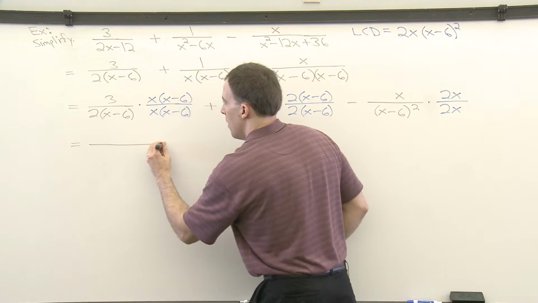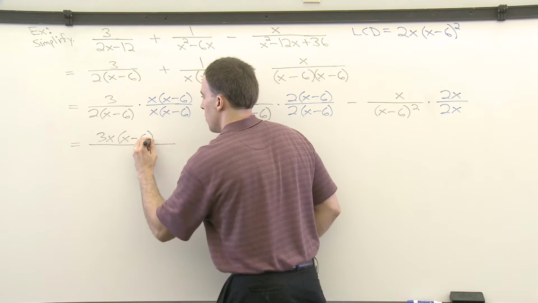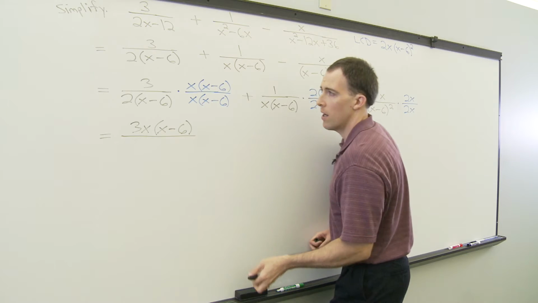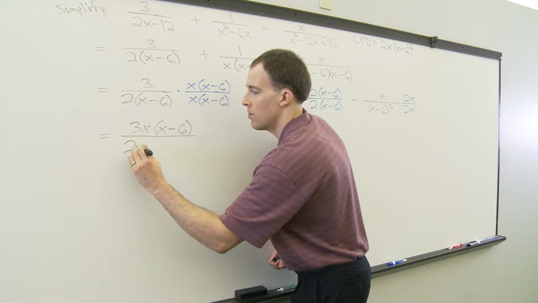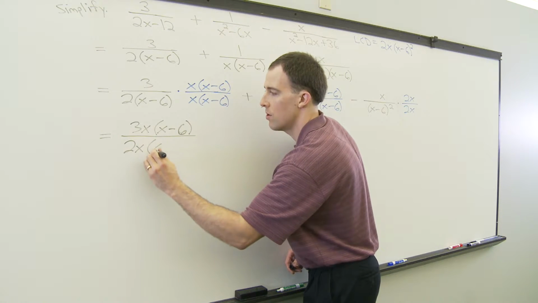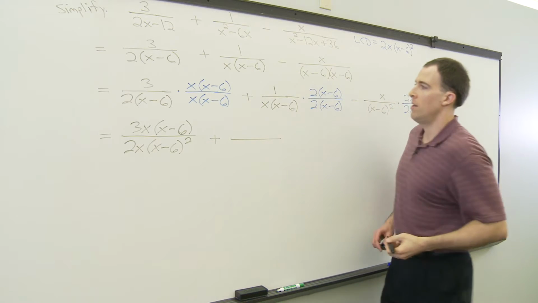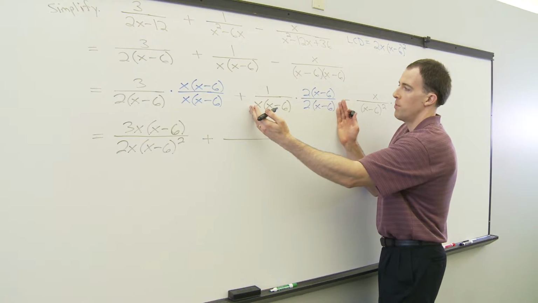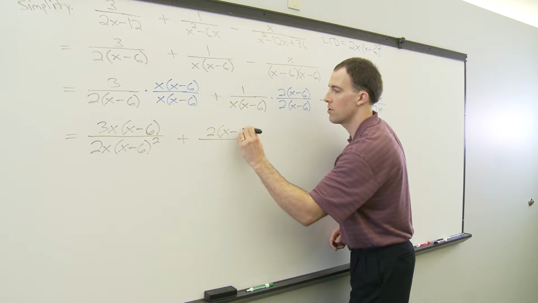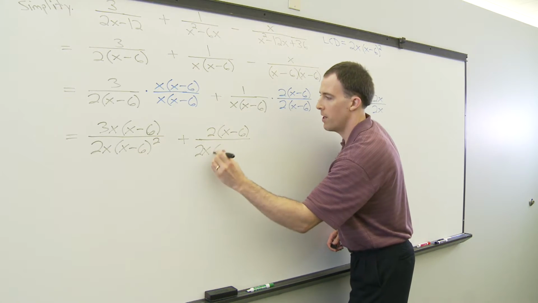The first fraction now becomes, we got 3x times x minus 6. If you can mentally distribute the 3x through the parentheses, you can do that. I'm taking my time here and just writing it as 3x times x minus 6 all over top of 2x times x minus 6 squared. And then for the second expression here, we've got 1 times 2, which makes 2. So 2 times x minus 6 all over 2x times x minus 6 squared.